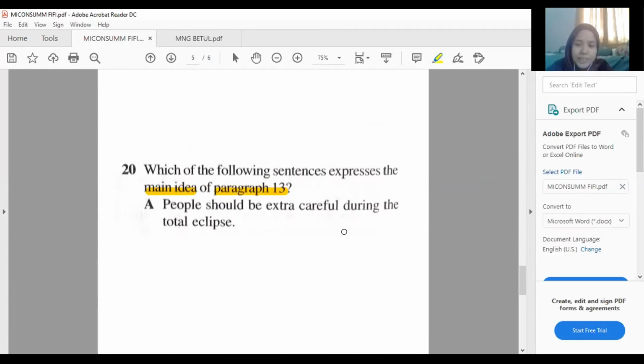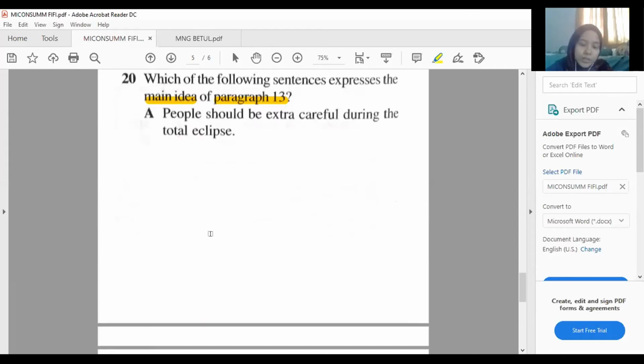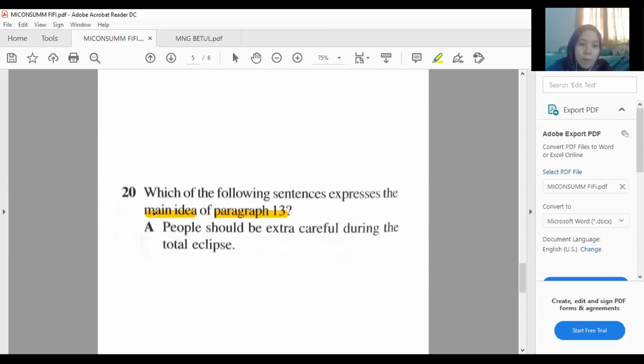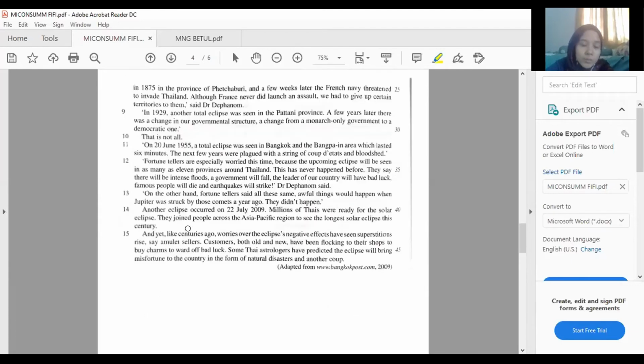Scanning the question repeatedly a few times. A: People should be extra careful during a total eclipse. B: We must not be too worried about the results of an eclipse. C: Fortune tellers are able to make prophecies during a total eclipse. Okay, so main idea in paragraph 13. So we'll go to paragraph 13 here. On the other hand, fortune tellers say all the same awful things.